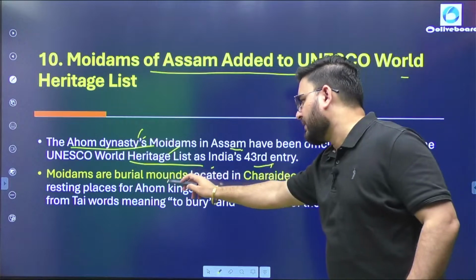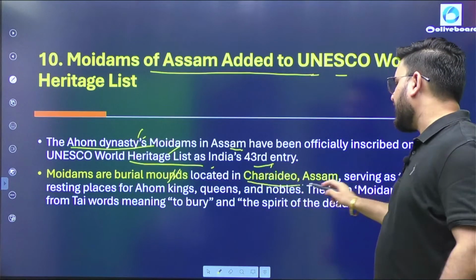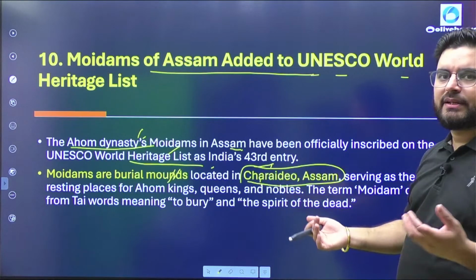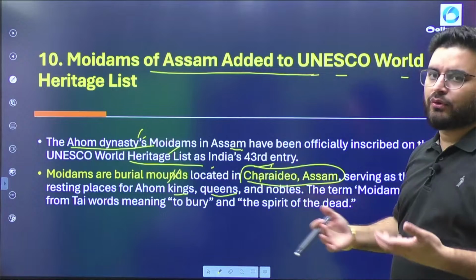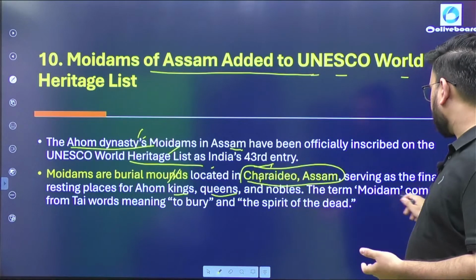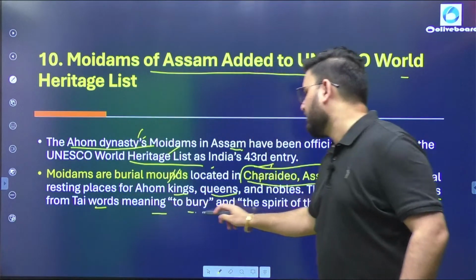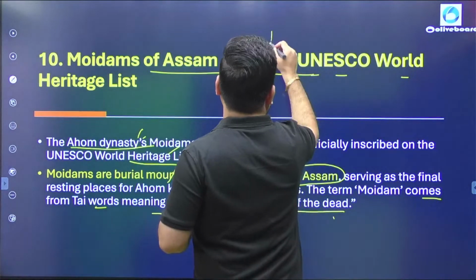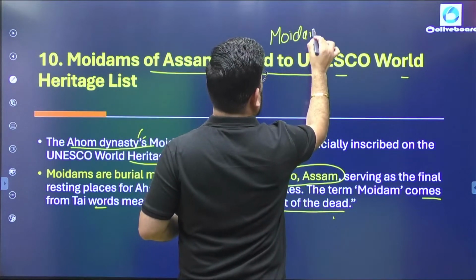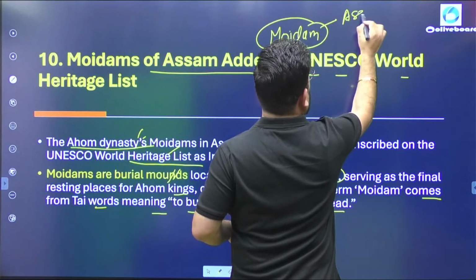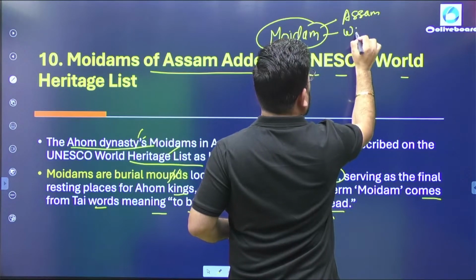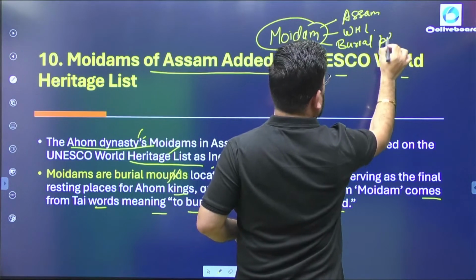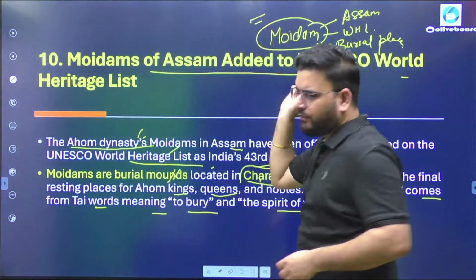Right? So these are nothing but burial grounds, and they are located where? The Charaideo district of Assam. Remember this name, Charaideo. Okay. These are nothing but the resting place of Ahom kings, queens, and the other nobles. Right? Moidam comes from the Thai word meaning to bury and the spirit of the dead. Right? So you have to remember how you have to make the notes. Moidams, it is in Assam. Now under World Heritage List, yeah, burial place. You have to make notes.